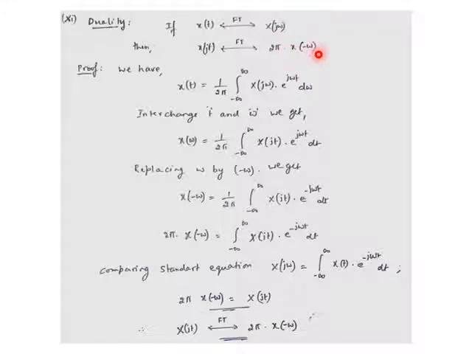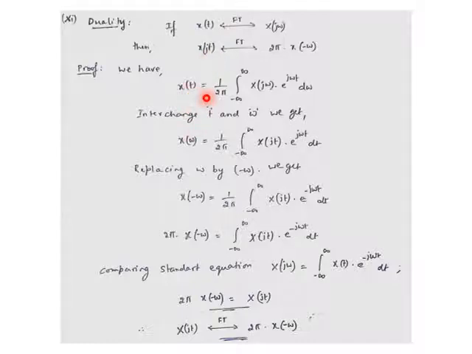X of minus omega we will get. So let me try to prove this. So how to prove? I just need to start from the x of t, that is the only option left out, because I cannot take x of j omega. So I just need to start with x of t, because t is related with jt, so we can take it as x of t itself.